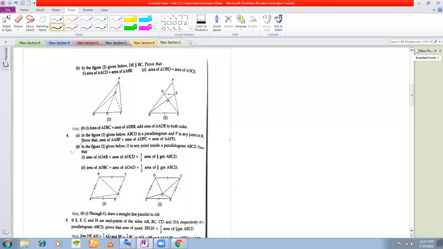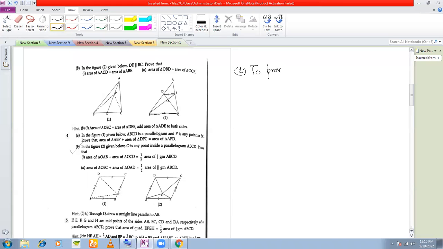The question here is, in this figure given below, DE is parallel to BC. So which two lines are parallel? This line is parallel to this line. Fine. Prove that. Okay, so first one to prove.